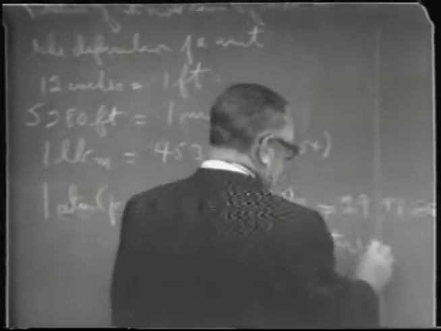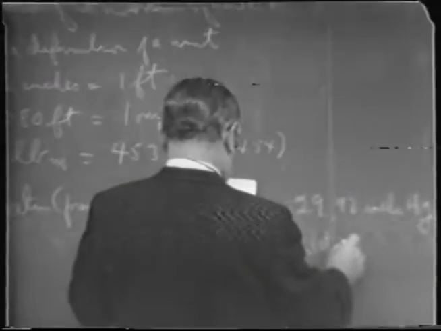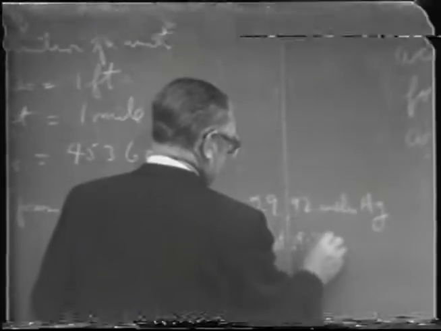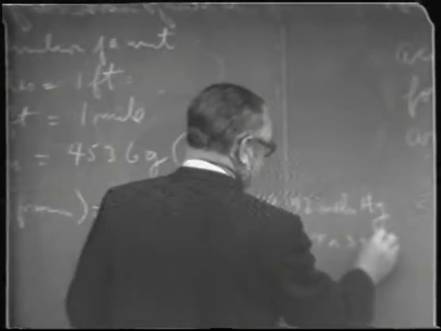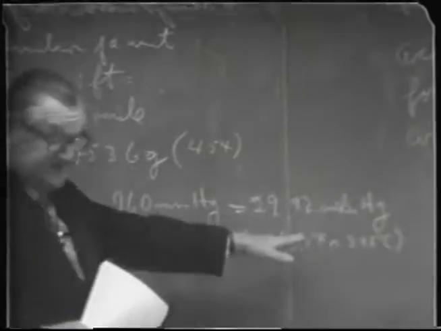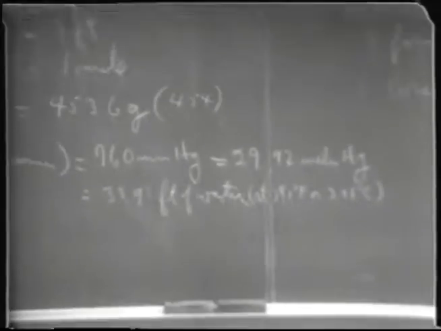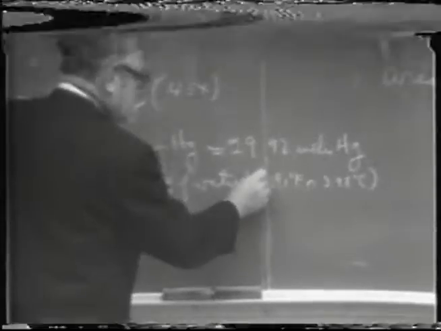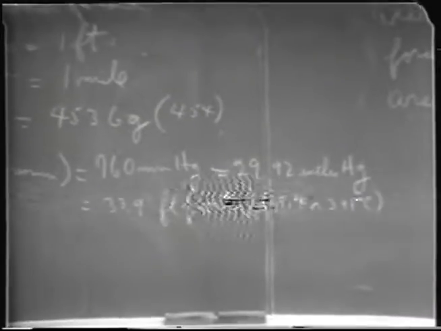This happens to be at 39.1 degrees Fahrenheit, or 3.98 degrees centigrade, the temperature at which water has maximum density, and is the temperature to which we usually refer when we want the numerical value of density.